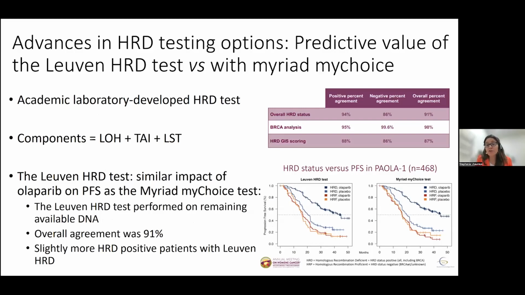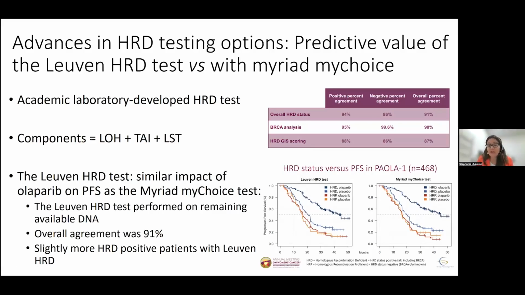There's also a lot of effort to try to see if we can optimize this test. Here's an example of another HRD test that was developed by the Leuven group, an academic laboratory-developed HRD test, which also involves a 3-component. They tested this new HRD score versus the Myriad score as part of another trial, and showed that actually there is overall agreement of about 91%.